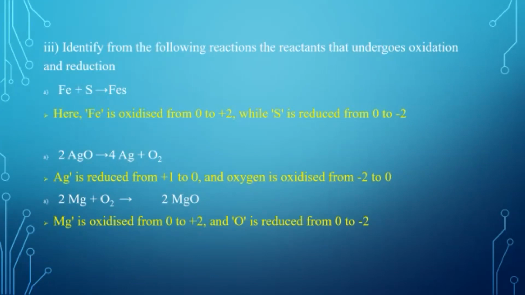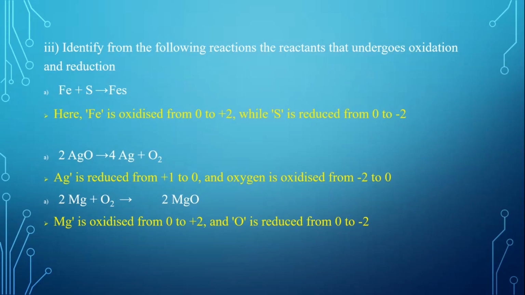So see, number 1A is Fe plus S gives FeS. Here Fe is oxidized from 0 to +2, while S is reduced from 0 to -2. So see, Fe has undergone oxidation while S has undergone reduction. Now 2Ag2O gives 4Ag plus O2.